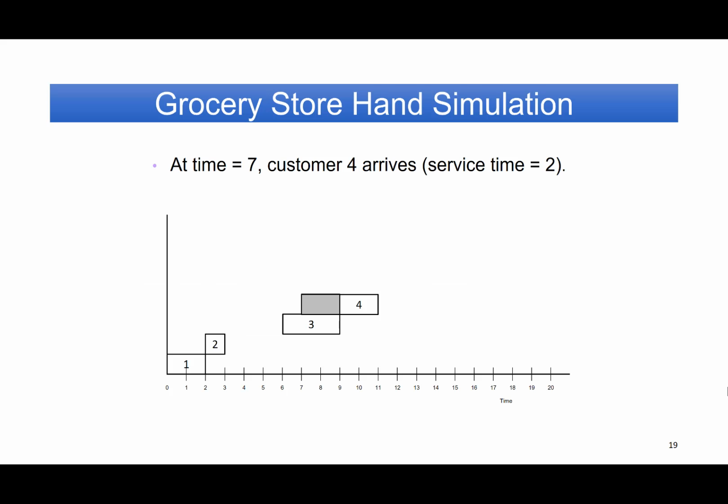At time 7, the fourth customer arrives with a service time of 2. Again, unlike the previous times, the customer came in and there was somebody else already in service, so the customer, even though they had a service time of 2, could not begin until the third customer was completed. Therefore, while they arrived at time 7, they could not begin until time 9.